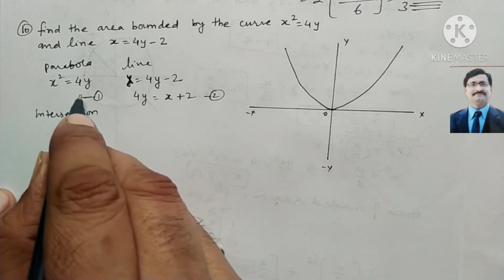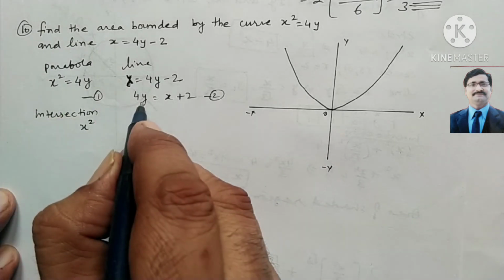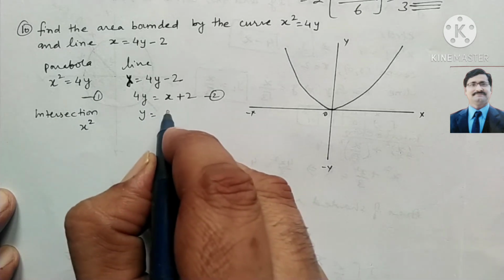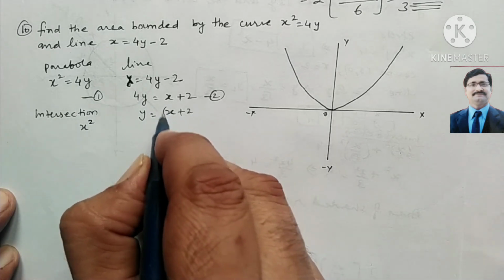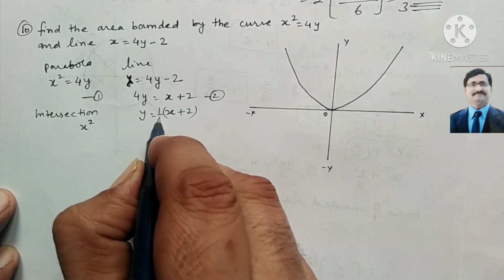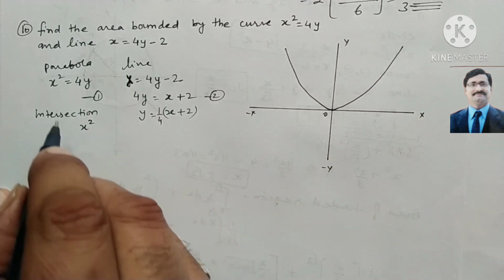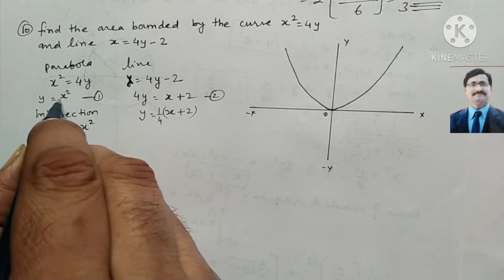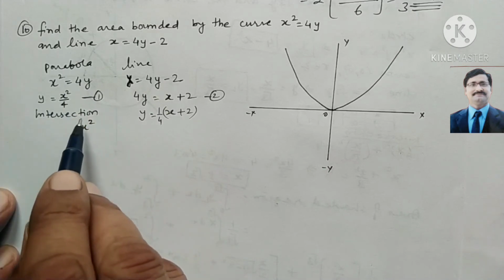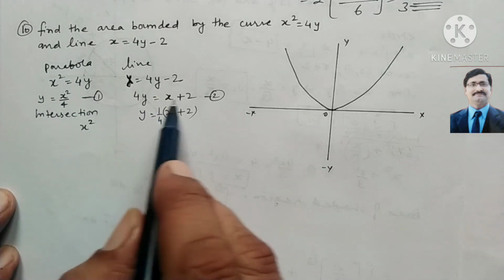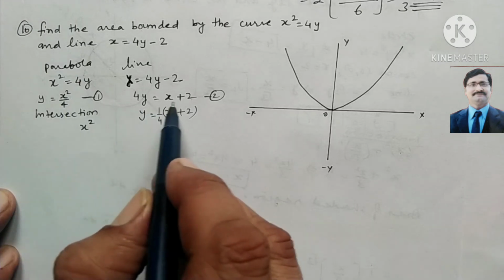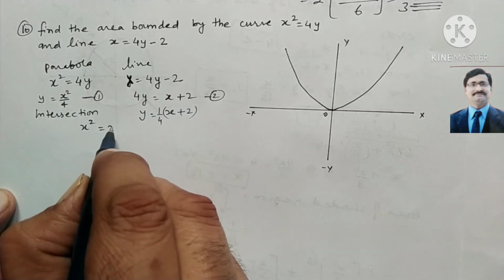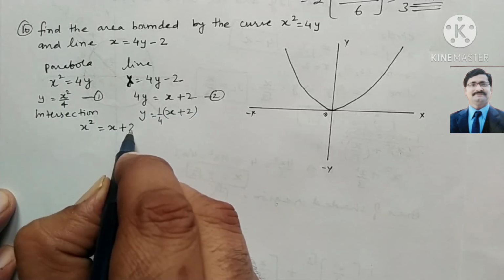For the intersection, look here, this is x square, and in place of 4y we have y equal to x plus 2 upon 4, and from here this y we will get as x square upon 4. Okay, and look here, this is equation 1 and this is equation 2, and in place of 4y we can put x plus 2, so we get x square equal to x plus 2.